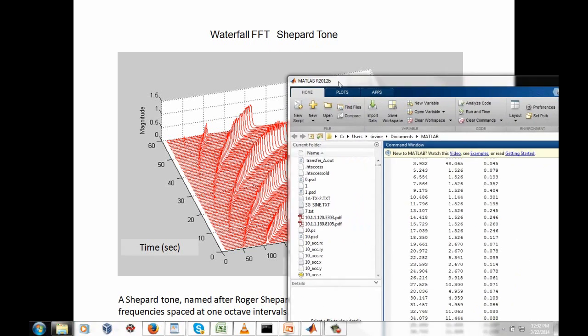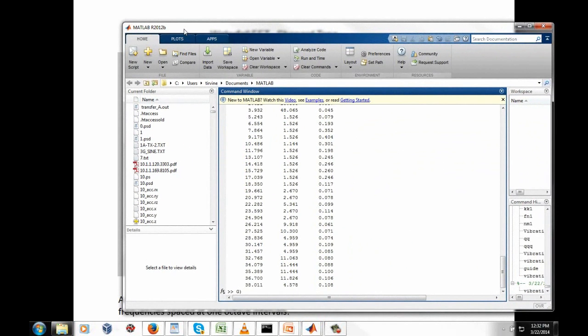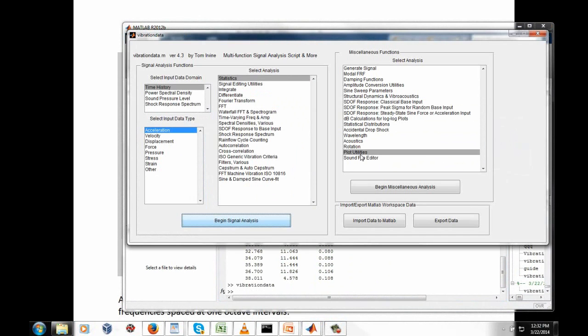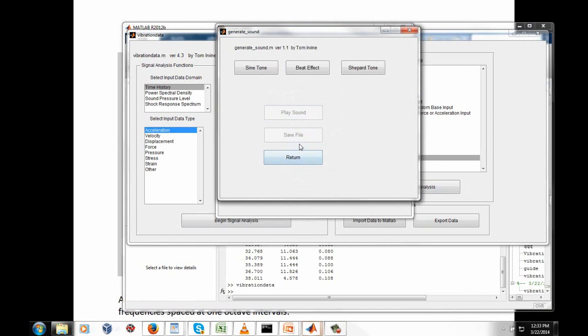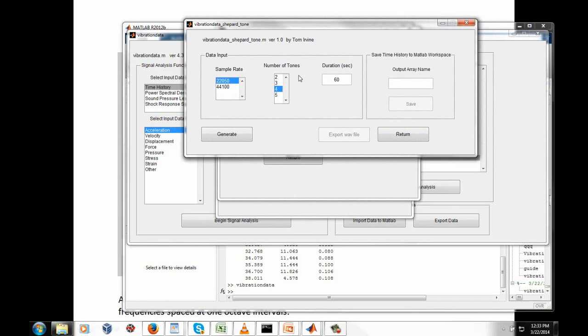And in fact, I might just show you what we can do. If we go to Vibration Data and we pick up the GUI package here, I've got something called a sound file editor. This editor allows you to generate some of your own sound files. If we go to Generate Sound, so far per version 1.1, we can generate just a pure sine or a beat frequency, or we can design a Shepard tone. When I say design, what I really mean is synthesize. So if we synthesize a time history for a Shepard tone, we can choose.